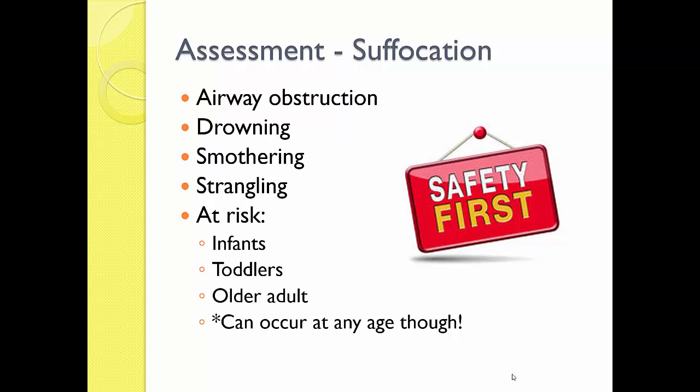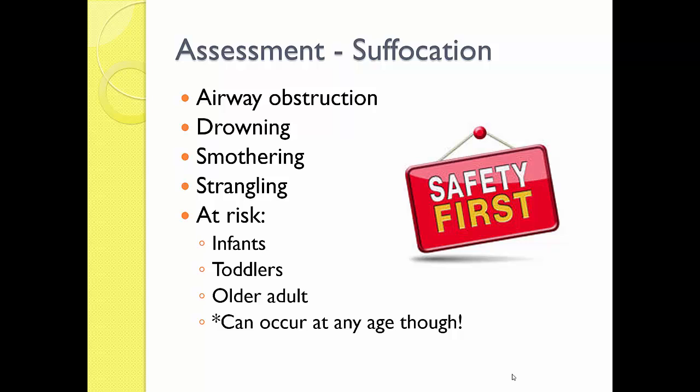Suffocation, of course, is a big safety concern. That's just airway obstruction. It could be due to drowning, smothering, strangling, or choking, leading to suffocation. Those at risk: infants. Big safety things to consider: no pillows or blankets in the crib. With an infant, they should be sleeping alone in a crib. There's a risk of smothering if they're sleeping in bed with parents.